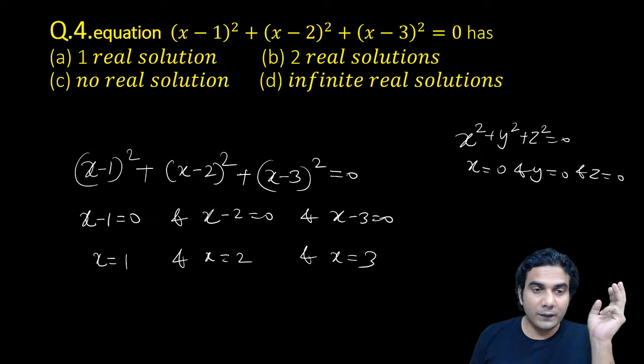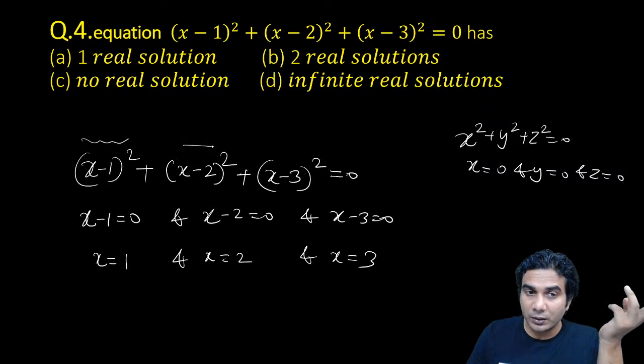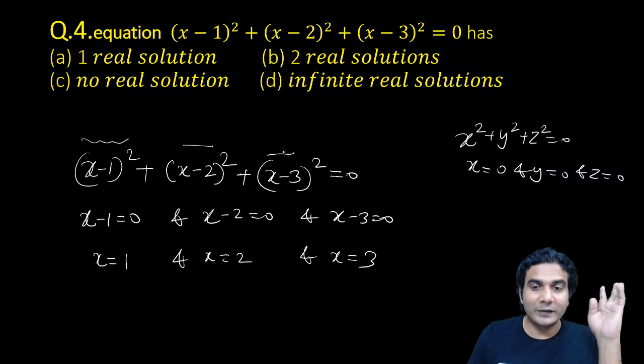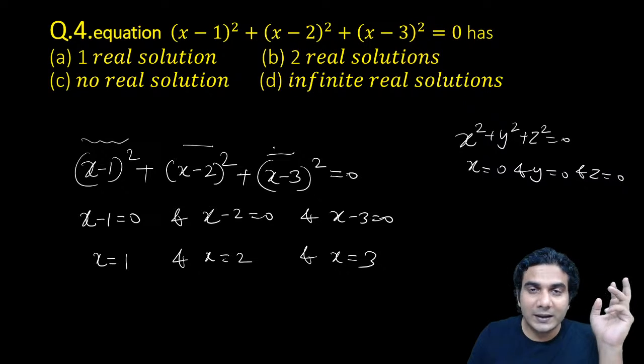Because when x is equal to 1, the first will become 0, but the remaining 2 will be positive. When x is equal to 2, the second will become 0, but the remaining first and third will be positive. For x is equal to 3, the third term will become 0, but the first and second will be positive. And for any other value, all three will be positive. That means simultaneously, all three cannot be 0. There's no common value, right?